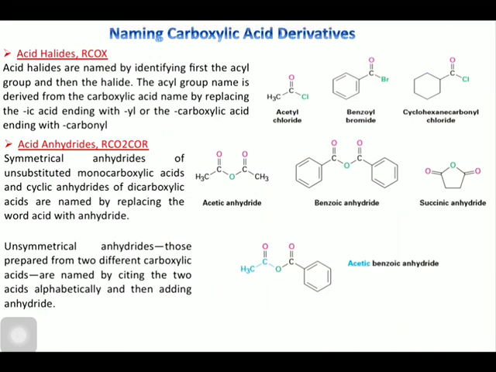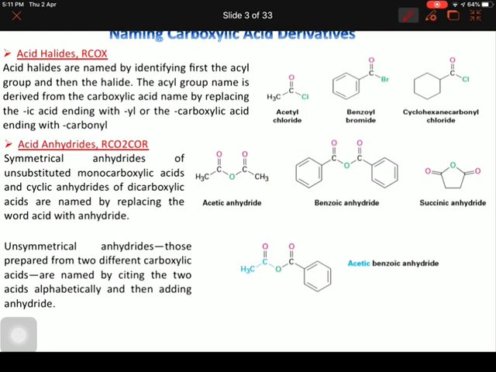Okay, let's start with the naming of the carboxylic acid derivatives. The first type is acid halide. For the acid halide, we are just replacing the IC of the acid compound, IC acid, by YL.